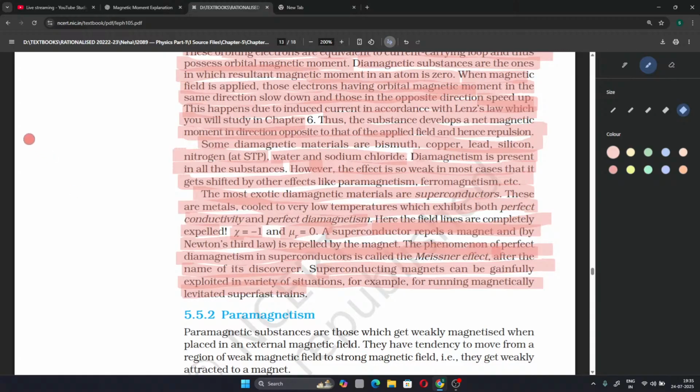Okay, basically they're saying that superconductors, which are metals cooled to very low temperatures, expel all magnetic field lines. They will perfectly repel a magnet and get perfectly repelled by a magnet, and this is called the Meissner effect.